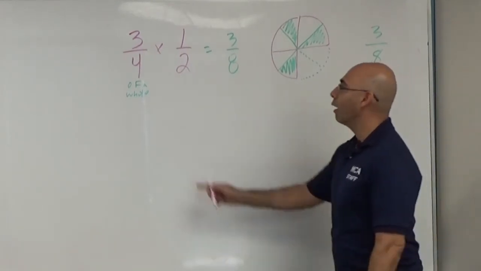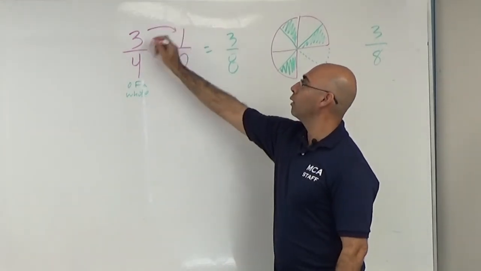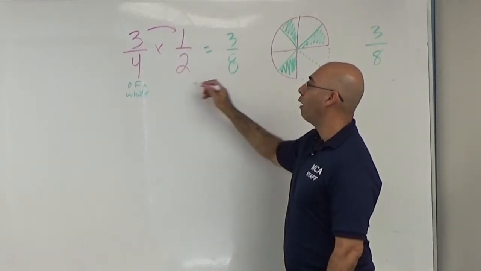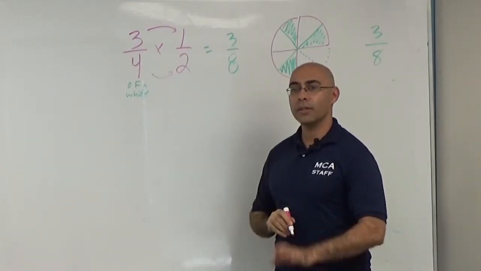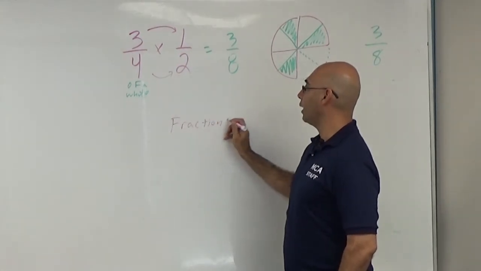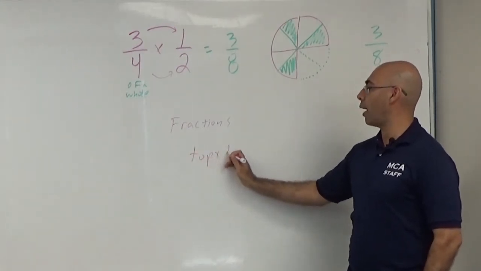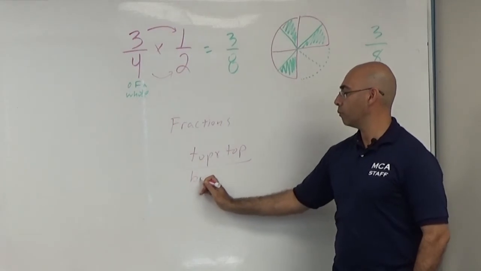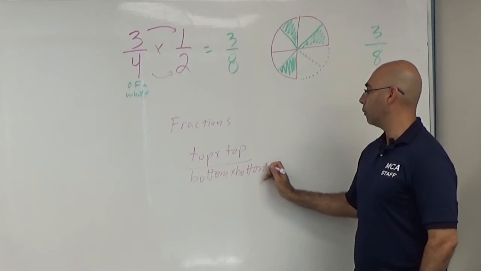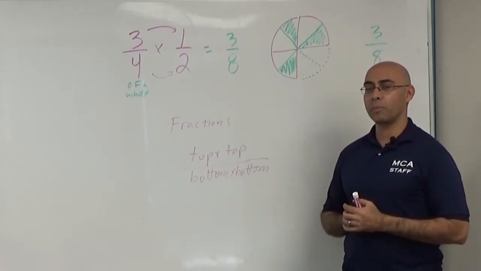Look how easy this would be. Watch this. You just do 3 times 1. What's 3 times 1? 3. What's 4 times 2? 8. Well, look at that. So here's a nice thing. When you're dealing with fractions, do you need to get common denominators? Nope. All you got to do is top times top and bottom times bottom. Wow. Top times top, bottom times bottom.